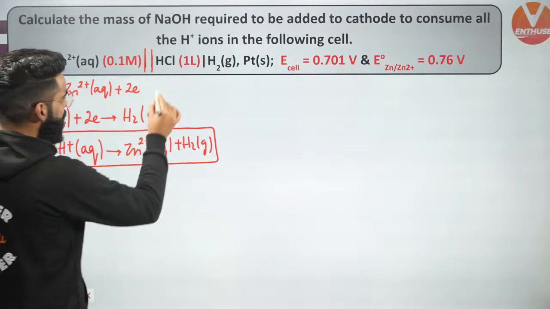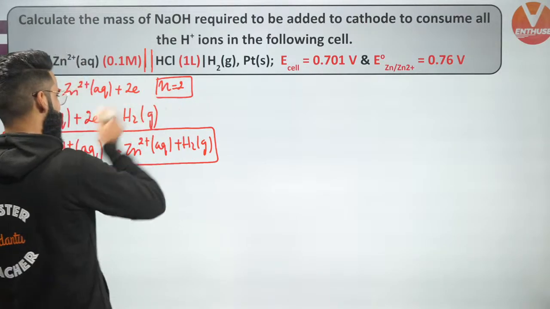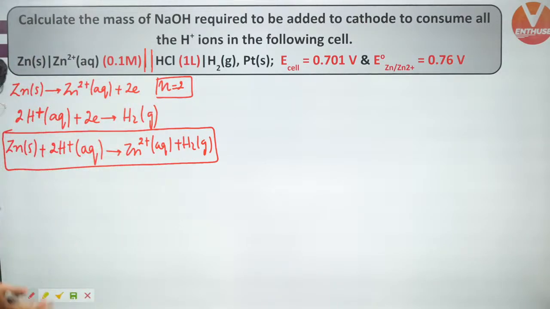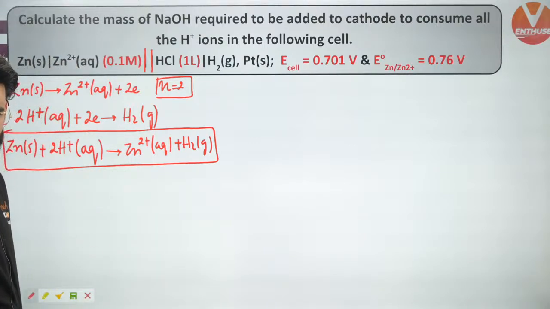Can you let me know the value of n? The value of n is 2, because 2 electrons are being exchanged right here, or you can say 2 moles of electrons are being exchanged in the net cell reaction.